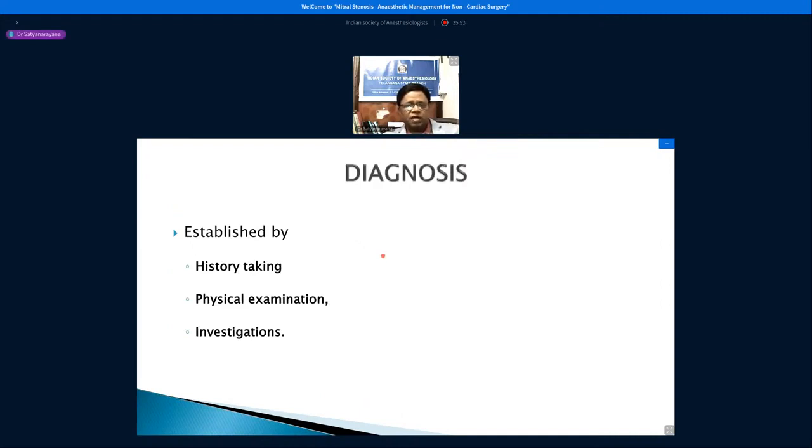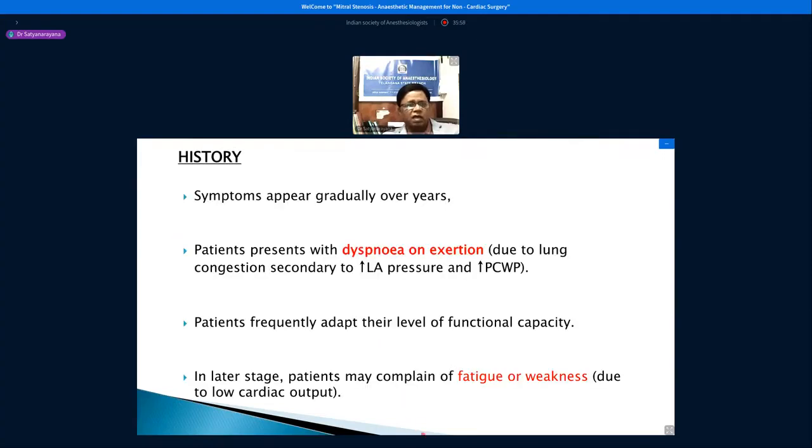Diagnosis. The most important base should be established by history taking, physical examination, and investigations. History is very important. We all know that symptoms appear gradually over the years. The first and foremost presenting symptom is always dyspnea on exertion. It is secondary to congestion of the lung, due to increased LA pressure and pulmonary capillary pressure.